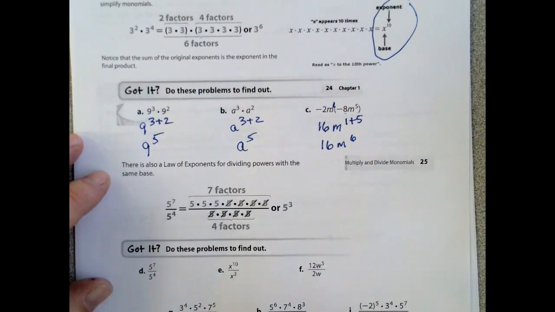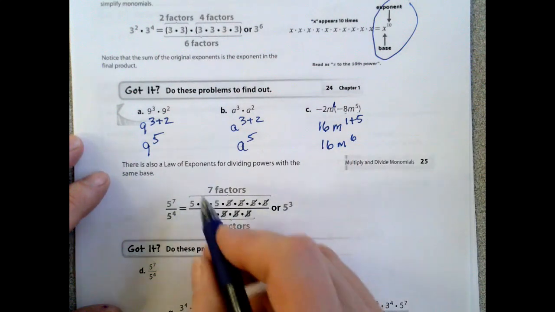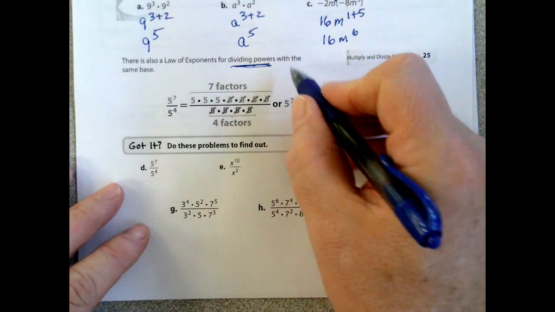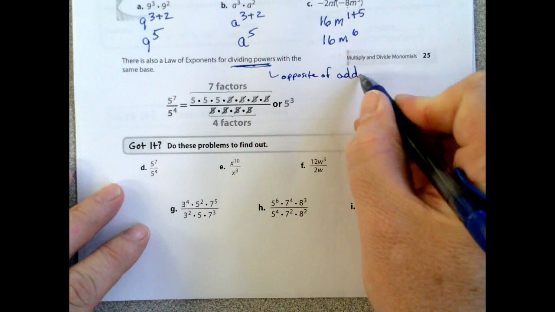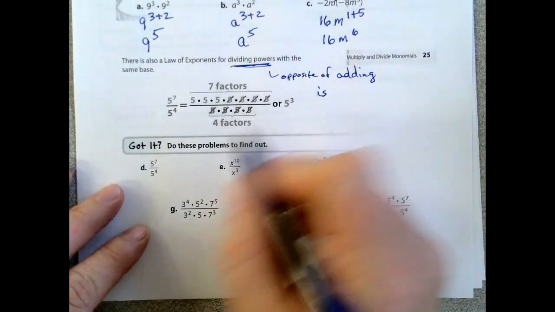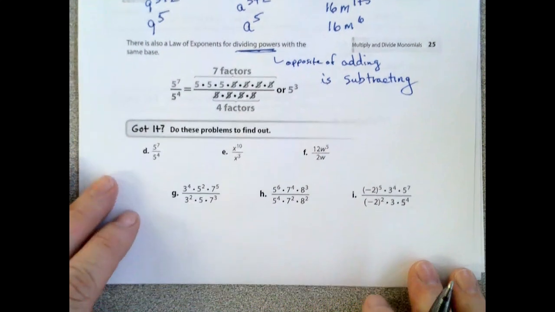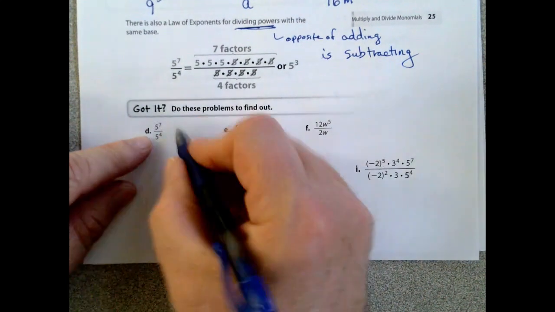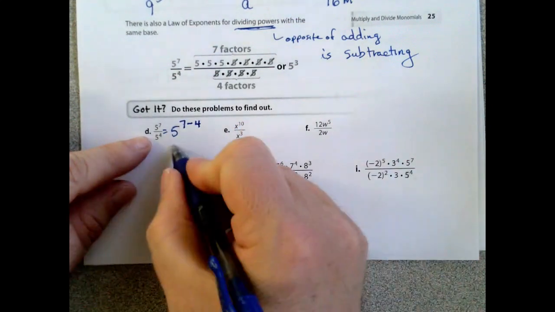All right, so same thing with dividing, but instead of adding here, now we're going to be dividing powers. So we're going to do the opposite of adding, which is subtracting. The opposite of adding is what? Is subtraction. So we're going to have these. Bases are the same. What do I get as a result? 7 minus 4, 5 cubed.